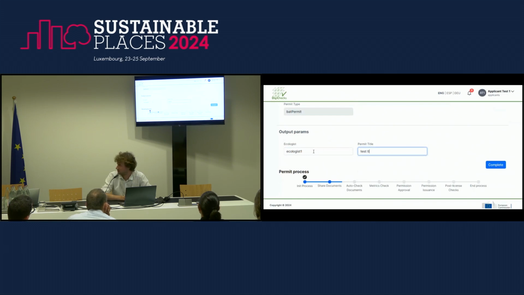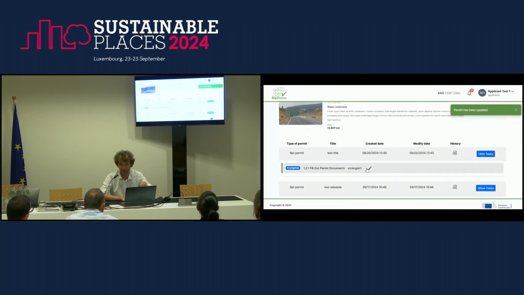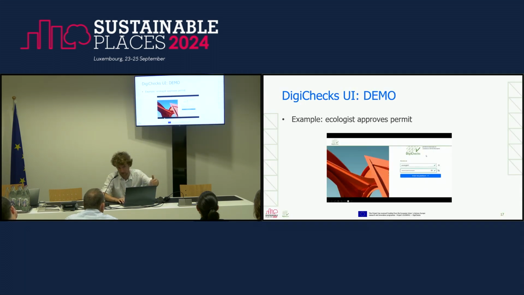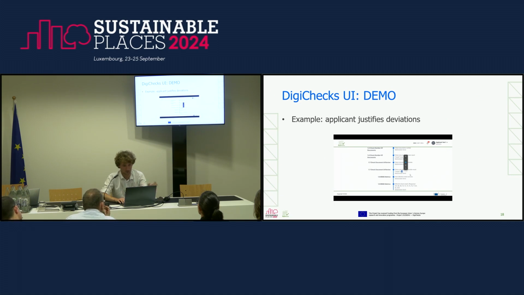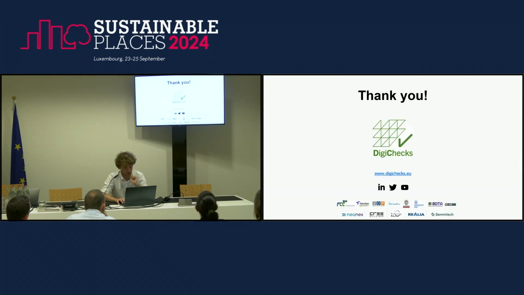It's very specific, but it's one example to show how the flow of data between the different actors, which don't know each other, can happen. And then there are other demos where the ecologist, for example, sees this is not entirely right, and then we have a justification by the applicant why it should be accepted nevertheless, and then this goes on and on. So, thank you, and maybe there is room for more questions.